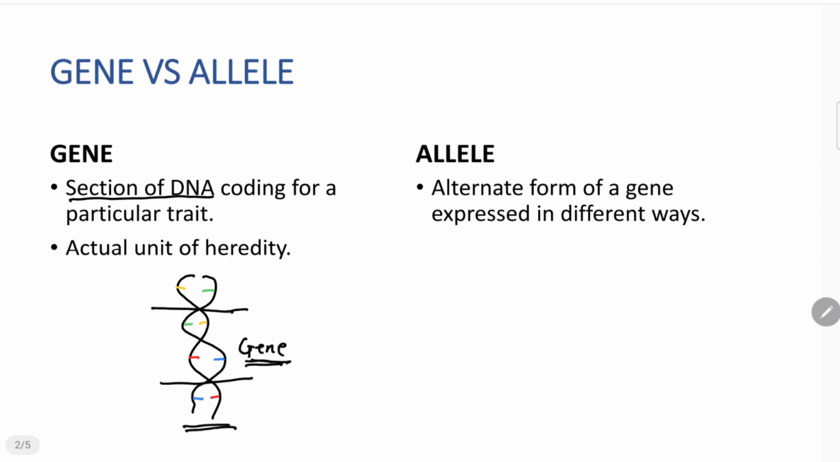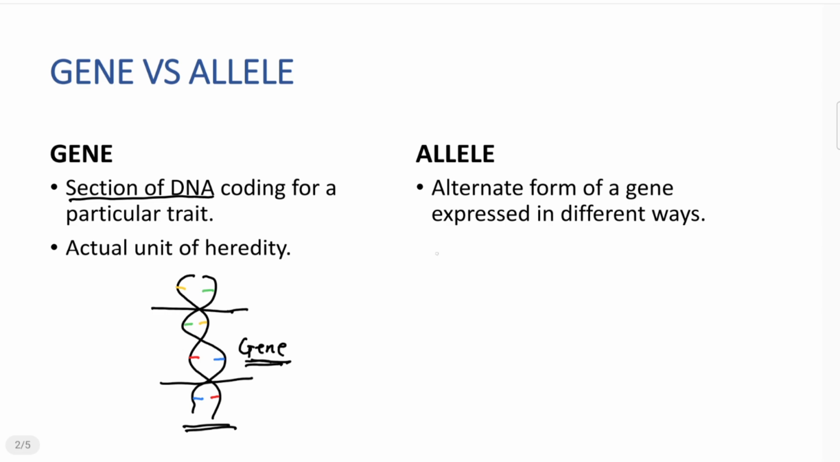Now, let's go to allele. An allele is said to be the alternate form of a gene that controls the same trait but in different ways. So when a single gene is being expressed in different ways, we say that is an allele. But these terminologies are very vague. So let's try to come up with an example to make them more clear.